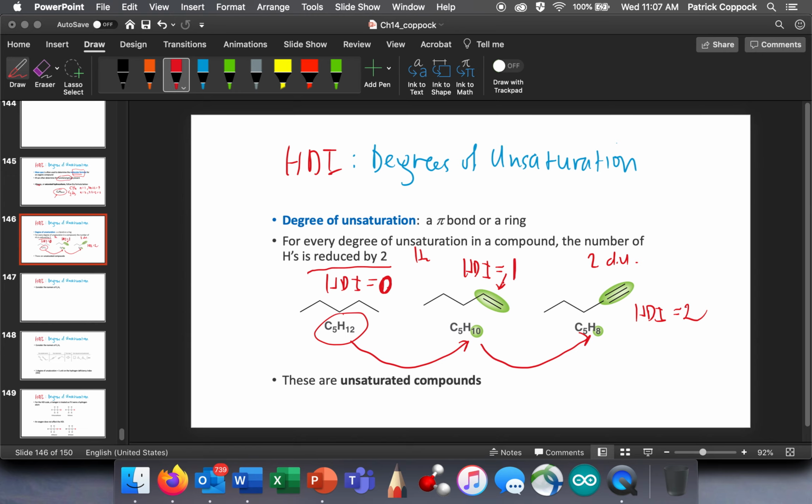HDI index here is 1. There's 1 degree of unsaturation. HDI index here is 2. There's 2 degrees of unsaturation. Every time we're short a hydrogen pair, that means we've got 1 extra pi bond or a ring. For example, cyclopentane is a ring. There's no double bonds, but a degree of unsaturation could still be a ring because this is C5H10. If it were saturated, it would be C5H12. So again, when we are missing 2 hydrogens, that means we either have a ring or we have a pi bond.